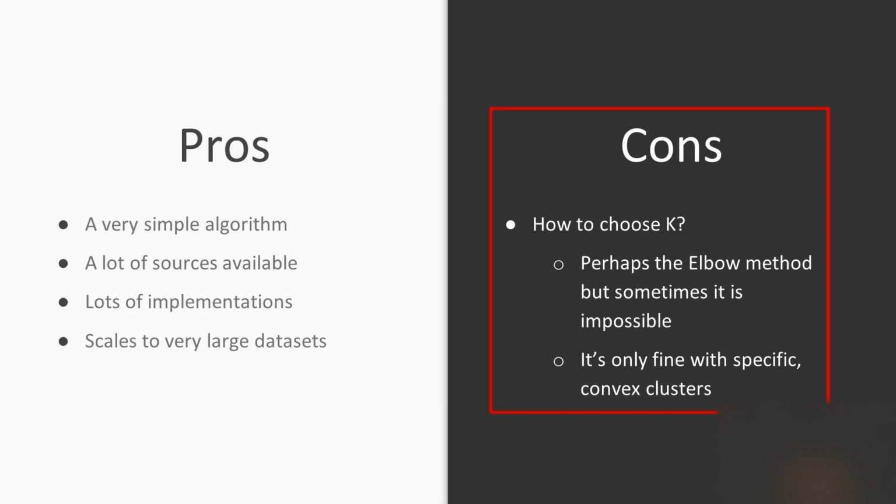The disadvantages of k-means lie in choosing the parameter k and the generality of using it for different datasets, since it only works fine with specific convex clusters.